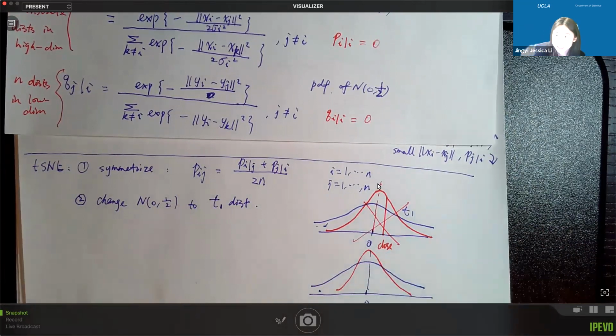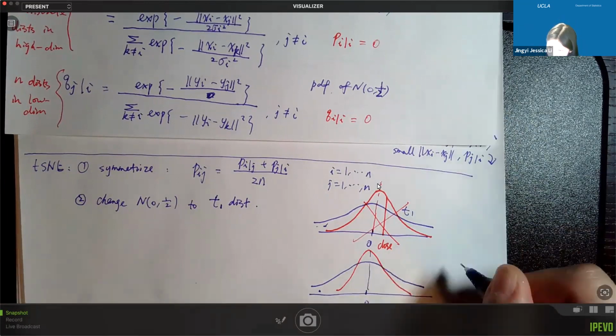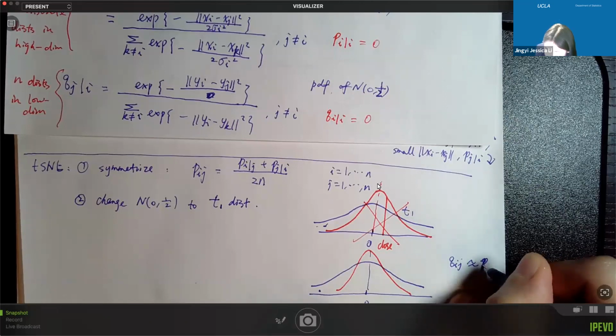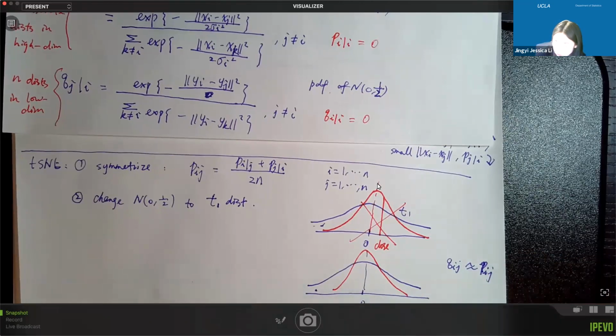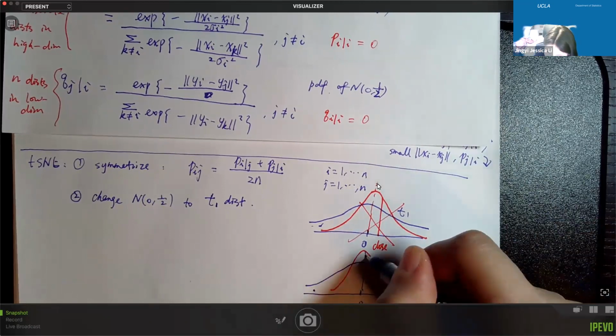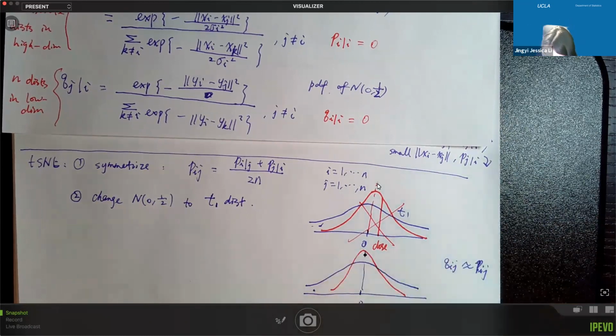So what I mean is that if I start with a large Qij, because I want the Qij to be similar to Pij, right? Pij is from high dimensions, Qij is from the low dimension embedding. So if I want to preserve a large Pij or Qij, I start from here. And you can see that in this case, I would do what?